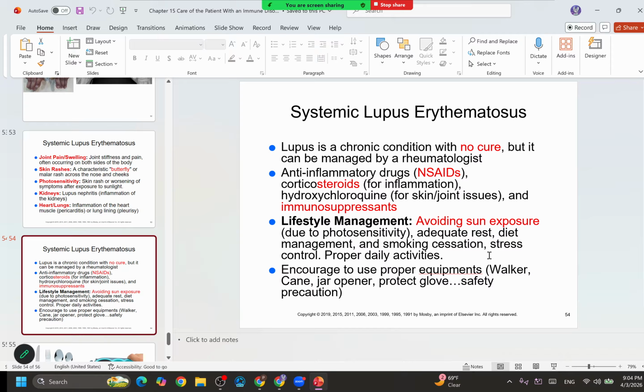But they also need to exercise, right? So we don't tell the patient not to exercise. Extreme exercise, we don't like it. As the patient tolerates, exercise is okay.